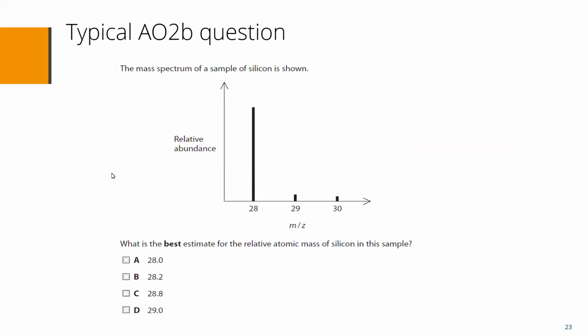A typical AO2B question is that one. The reason why this is not AO2A is because there is no scale given on the vertical axis, and therefore they have to make judgments based on the height of those bars in the bar chart there. So that is an AO2B. They have to analyze and produce an estimate.